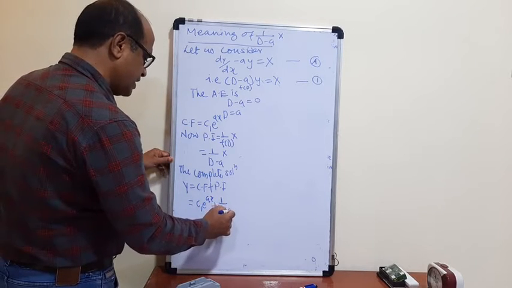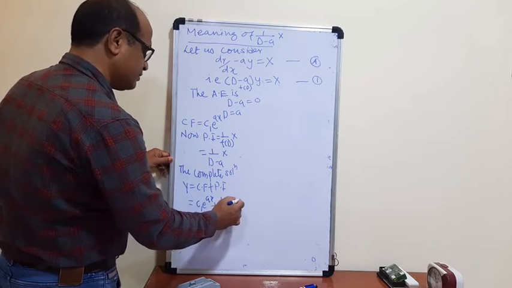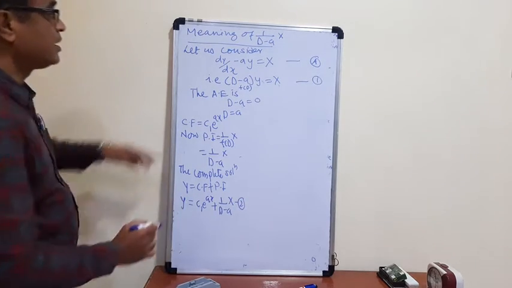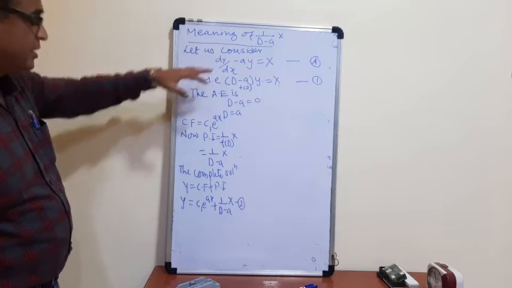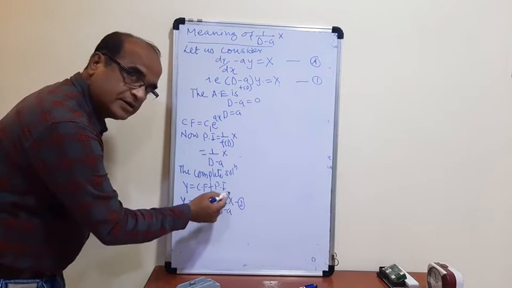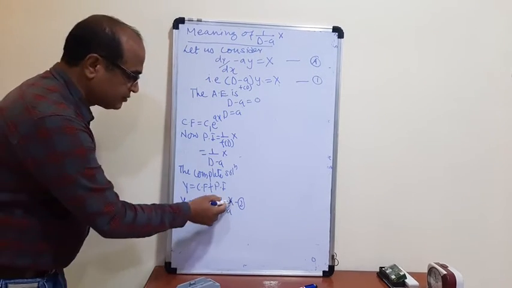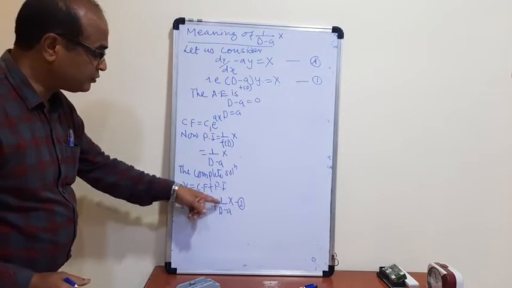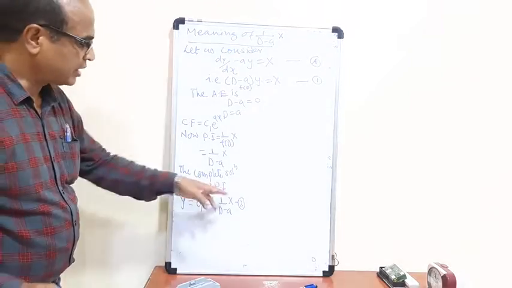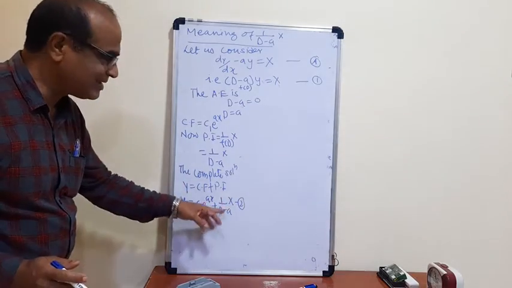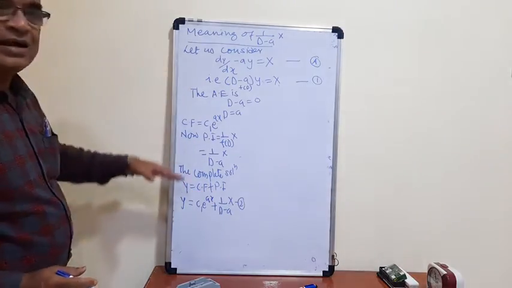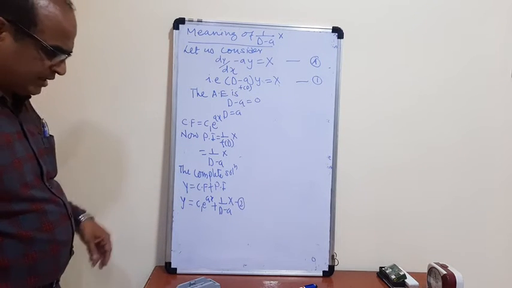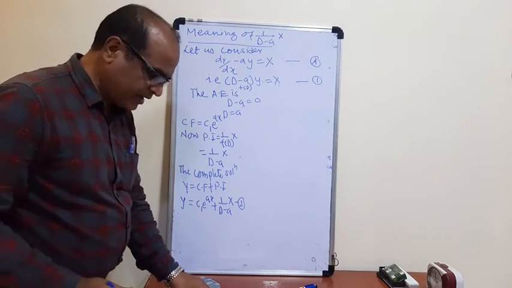D minus a x. Okay, so this is equation number 2 here. This is the complete solution of this differential equation. But what is this? Now we have to solve again and find out the solution, the meaning or formula, of 1 upon D minus a into x. So this is a solution of this differential equation. What is the next part here?